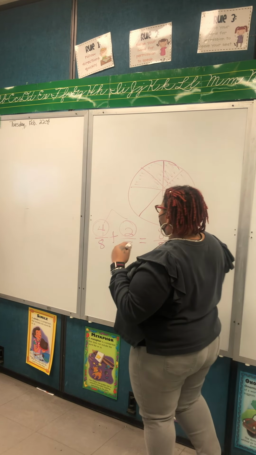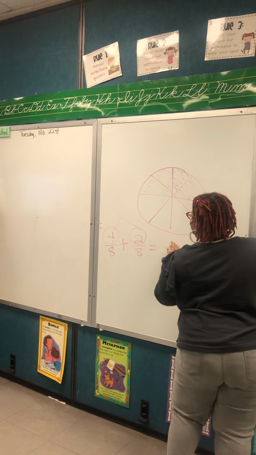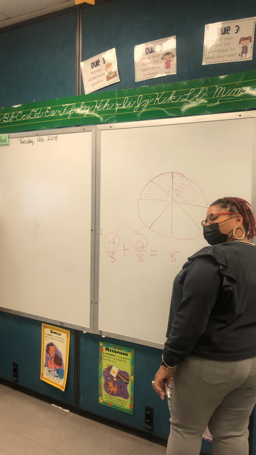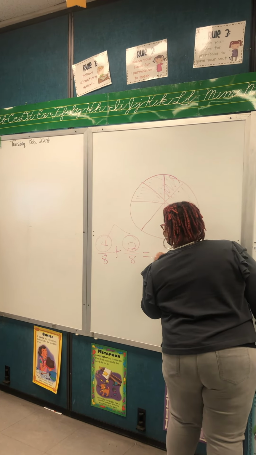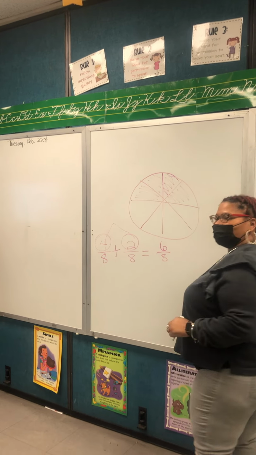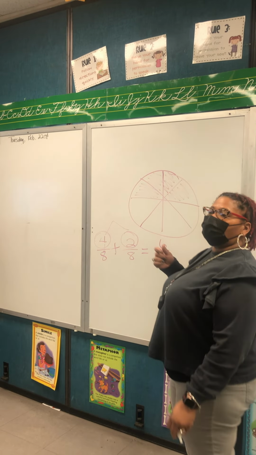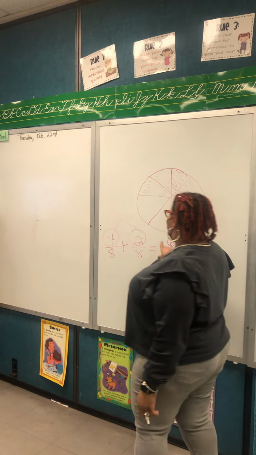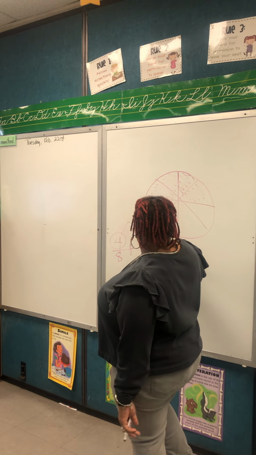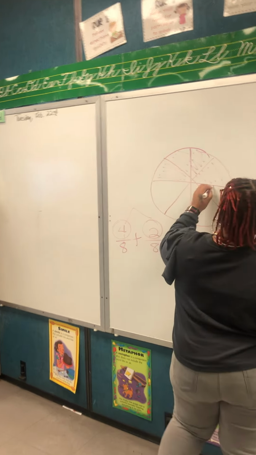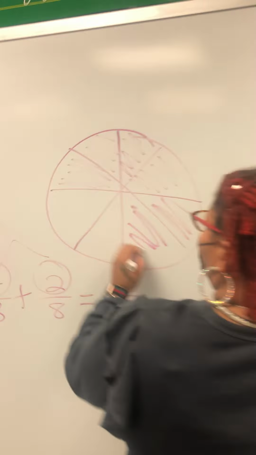I'm sorry. Why didn't y'all correct me? Y'all are supposed to be paying attention, right? Okay, 6 over 8. So that would be 6 over 8. Now we have a total of 6 over 8. Now the 6 represents the pepperoni. So then I will shade that in. And that would be 6 over 8.